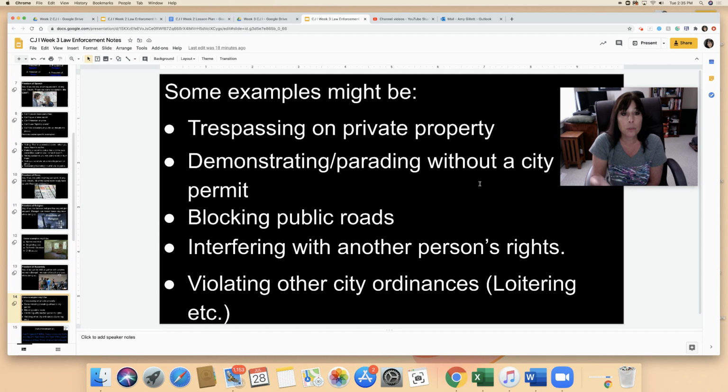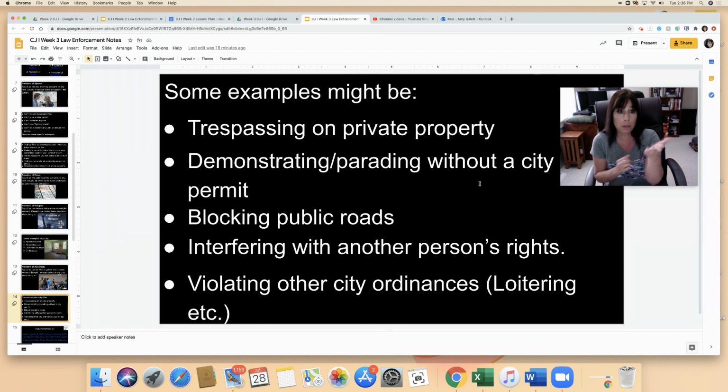You're not allowed to block public roads. And it goes back to your individual rights versus everybody else's individual rights. So if you want to protest or demonstrate, you're not going to be allowed to block the roads, because I'm trying to go to work, and you don't have the right to stop me from going where I'm trying to go. So there's a balancing act there. We want to protect people's rights to assemble and to protest and to demonstrate, but they have to follow everybody else's rights and the laws when they do so.